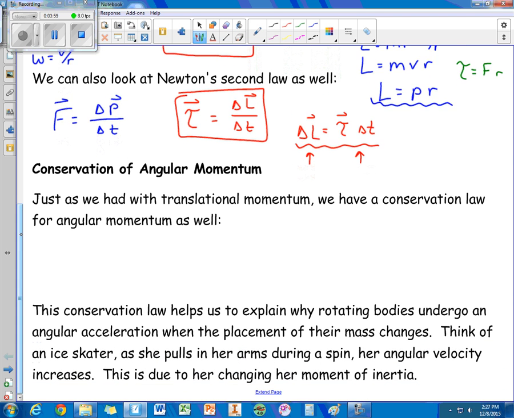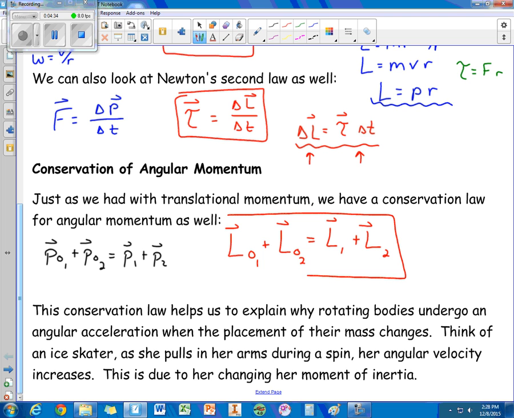Okay, conservation of angular momentum. Remember that when it came to linear momentum, the initial momentum of all objects in the system has to equal the final momentum of all objects in a system. Well, we can do the same thing for angular momentum. So momentum is conserved whether or not it's linear or rotational.